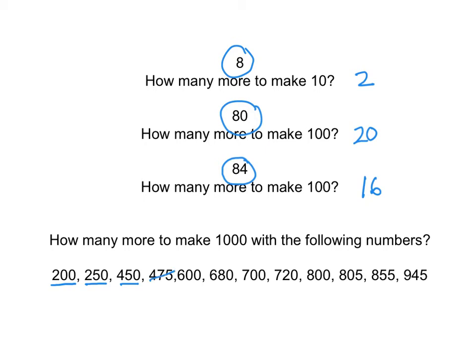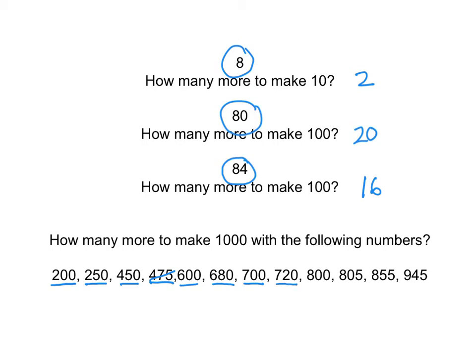475. Whoops, I didn't mean to cross it out. 475, it's 25 more, so 25 less, it'd be 525. 600, well, I know 6 plus 4 is 10, so I know 60 plus 40 is 100, so I know that 600 plus 400 is 1,000. 680, well, that's really close to 700, which I know is 300 away, and so add 20 to that, 320. 700 plus 300 gets us to 1,000.